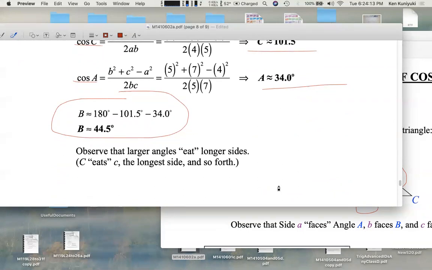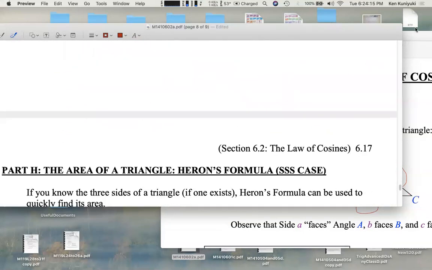Next up, a few comments about area formulas, optional.